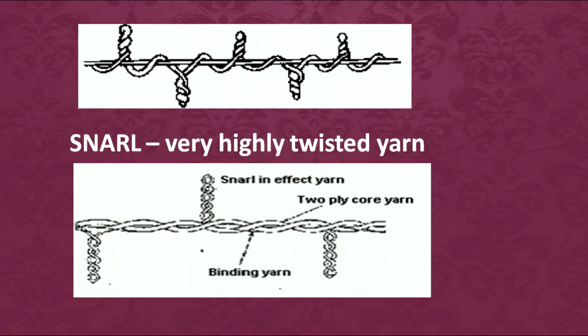Like we can give very high twist and we can make it into a snarl yarn. Like if we want to make a very strong yarn, then we can use the snarl yarn, so that we can have very tight twisting and a little bit of snarling coming out. So exactly.